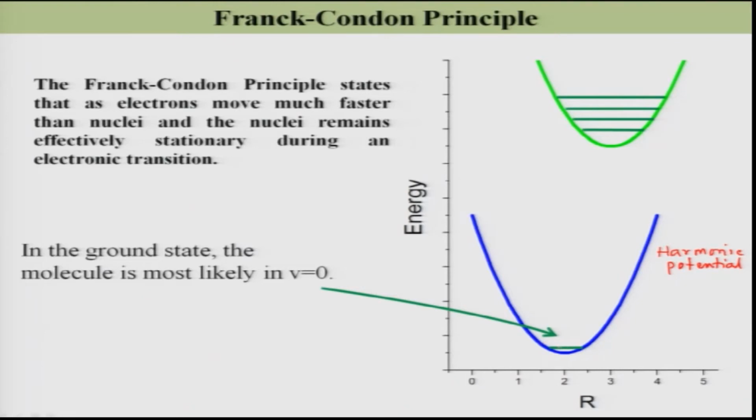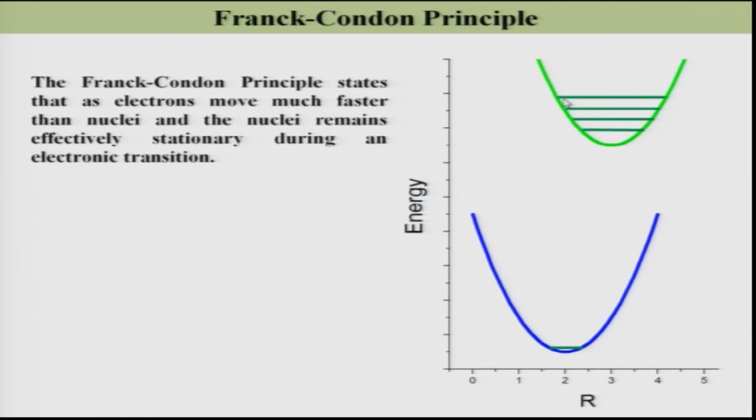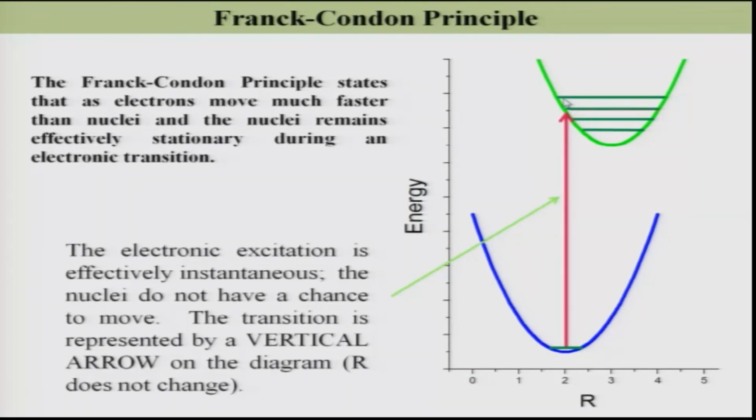Obviously, as I said, in the ground state the molecule is most likely to stay in the V equal to 0 level over here. Now, when there is a transition from this state to the upper state, you can see the nuclear position, approximately 2 over here, remains the same. When you excite, that R value does not change. This is the Franck-Condon principle.